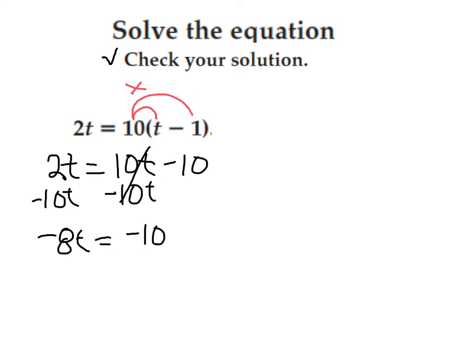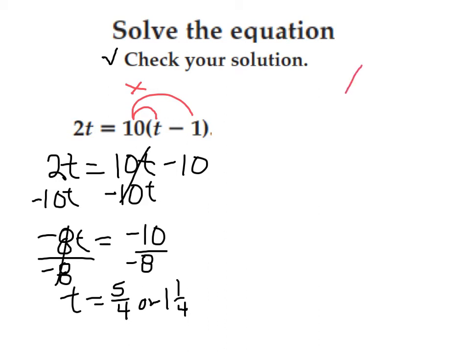The t is not isolated yet, so I'm going to use division. I am going to keep the same sign so I can make my t positive. The negative 8's cancel out. Now I have negative 10 divided by negative 8 on the other side. Two negatives make a positive. I get 5 over 4. Or you might see that your calculator gives you 1 1/4.